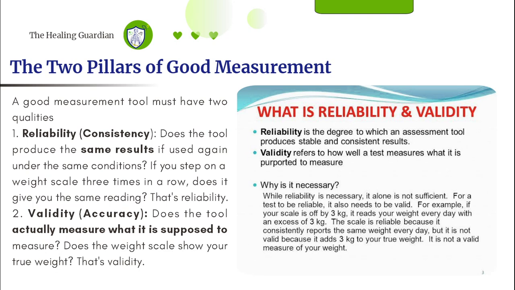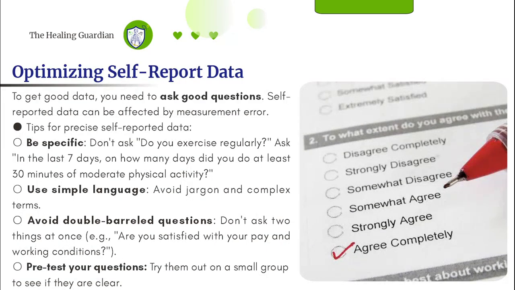Number 2, it has to be valid, or what we call accurate. Does the tool actually measure what it is supposed to measure? Does your weight scale show your true weight? If it shows your true weight, then we say it is valid. So those are the hints we use. Reliability, it has to be consistent. Validity, accurate. And a good measure has to have both of them.